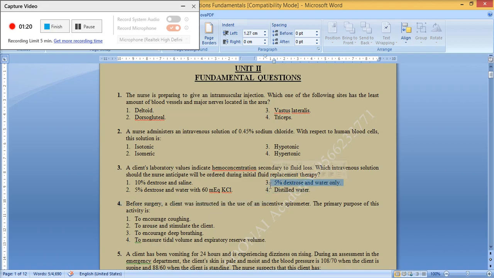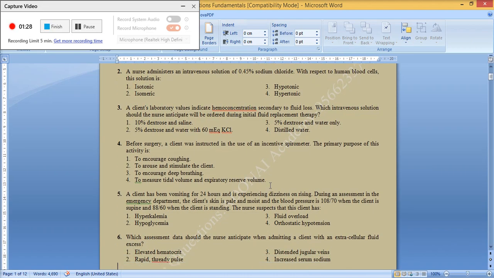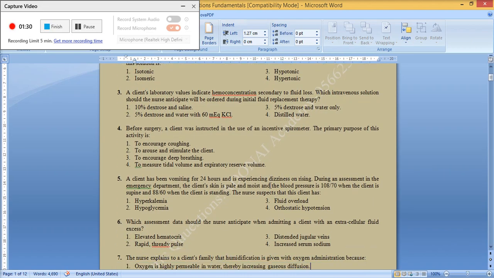4. Before surgery, a client was instructed in the use of an incentive spirometer. The primary purpose of this activity is 1. To encourage coughing. 2. To arouse and stimulate the client. 3. To encourage deep breathing. 4. To measure tidal volume and expiratory reserve volume. Answer 3. To encourage deep breathing.